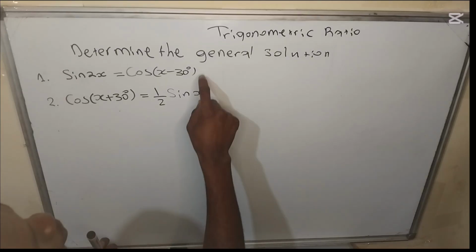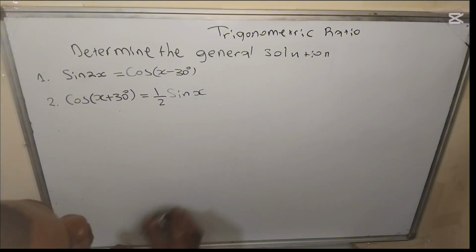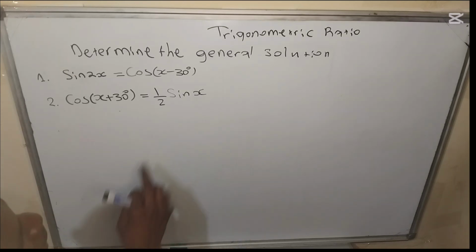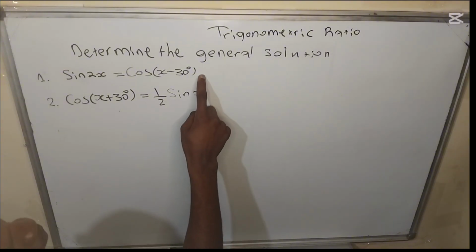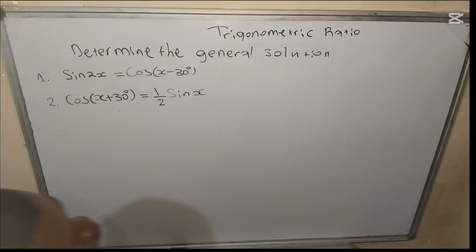In order for you to determine the general solution for the first equation, you just need to apply the co-ratios. But when it comes to our second equation, we have to apply the compound angles, right? So let's start with our first equation and apply our co-ratios.